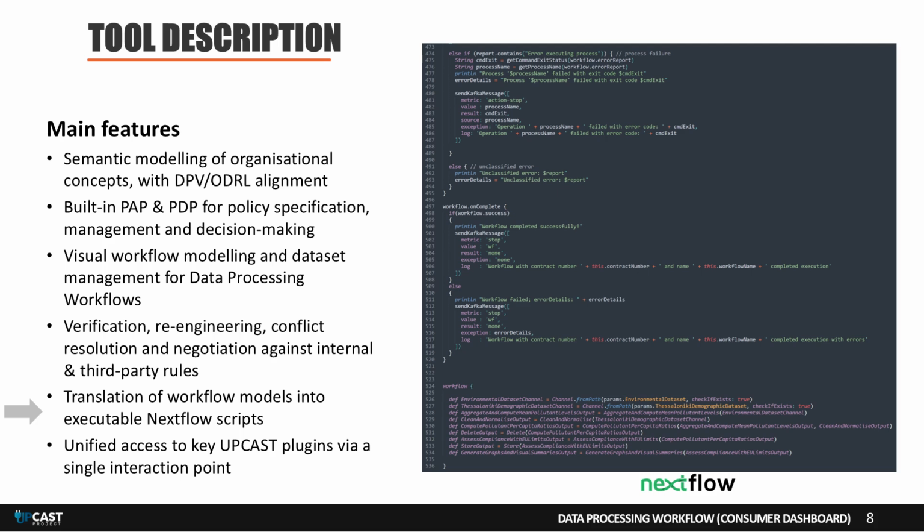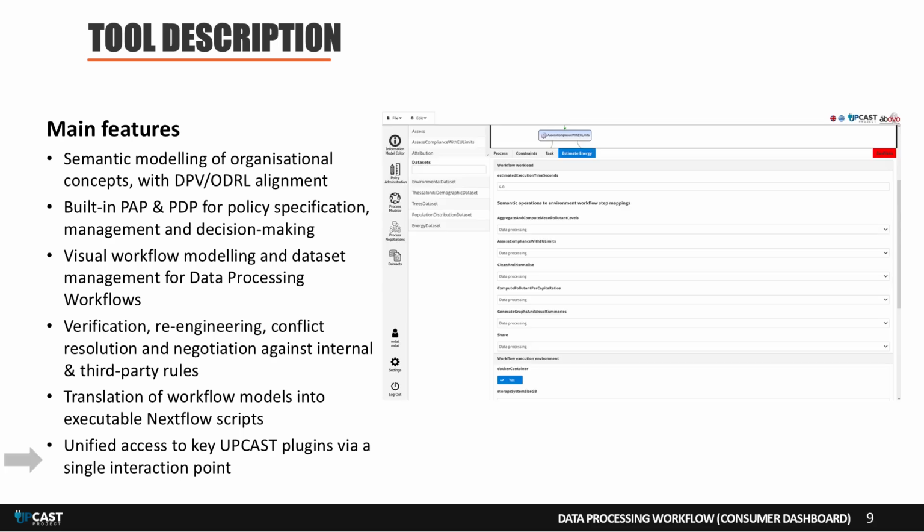Once a workflow model is validated, the dashboard can translate it into an executable Nextflow script, mapping the operational logic of the workflow model to Nextflow and injecting UPCAST-specific commands, mainly for execution monitoring. This closes the gap between high-level specification and actual execution. Finally, the Consumer Dashboard acts as the main interface to several UPCAST plugins, such as negotiation, resource discovery, and environmental impact plugins. This gives data consumers a unique, coherent point of interaction with the entire UPCAST ecosystem.